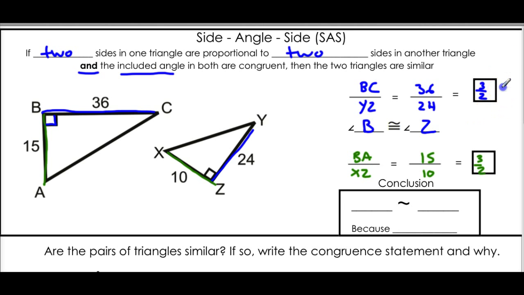So the ratio of the two sides are the same, and we have two angles that are congruent. So this is side, angle, side. So we would say BCA is similar to ZYX because of side, angle, side.